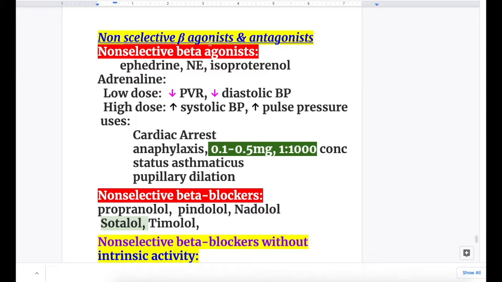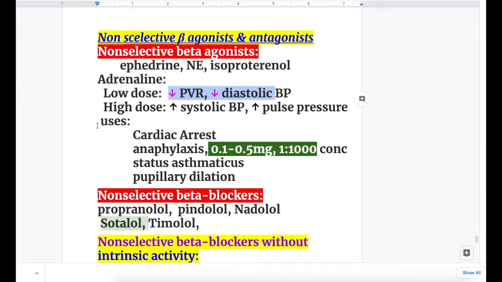Now, non-selective beta agonists and antagonists. Non-selective beta agonists are ephedrine, adrenaline, noradrenaline, and isoproterenol. Adrenaline in low doses decreases the peripheral resistance and decreases the diastolic blood pressure. But in high doses, it causes an increase in systolic blood pressure and an increase in pulse pressure. So low-dose adrenaline causes decreased PVR and decreased diastolic blood pressure because it causes vasodilation.